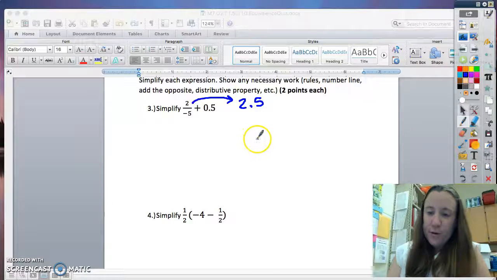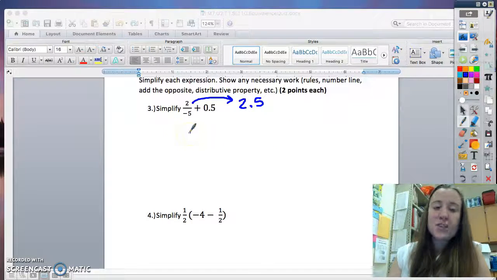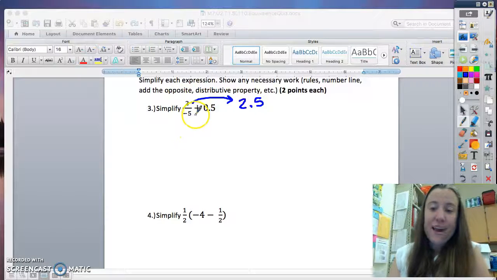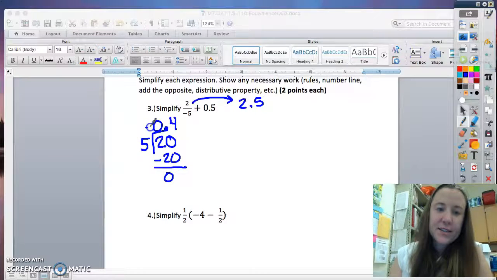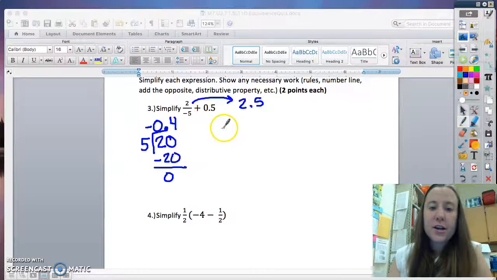Remember, if we're changing a fraction to a decimal, we have to actually do the long division to convert it, because this is saying 2 divided by -5. That's what that fraction bar means, is division. So I would rewrite that as 2 divided by 5. And 5 does not go into 2, but it goes into 24 times. And 5 times 4 is 20, so we're already done. Just don't forget it's a negative. And so if I change them both to decimals, this problem would be -4/10 plus 5/10.